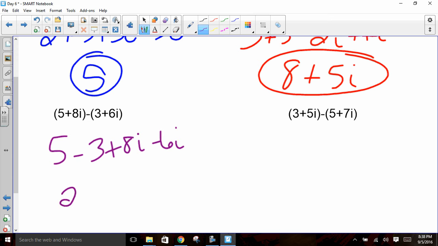5 minus 3 gives me 2. 8 minus 6 gives me 2. So I get 2 plus 2i.